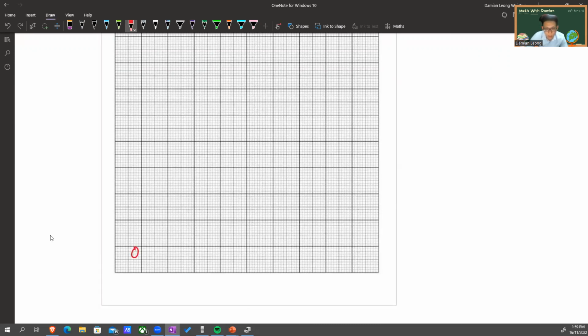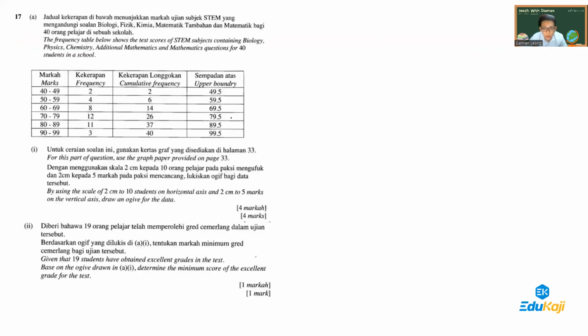And start 0 here. So you see cumulative frequency goes up to 40. Scale is 2 cm to 10 and 2 cm to 5: 10 on horizontal, 5 on vertical. Basically, the horizontal will always follow your upper boundary.